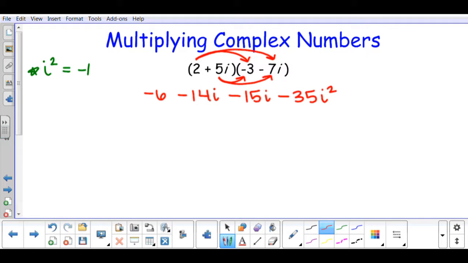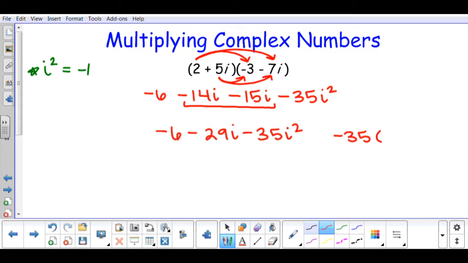-35i squared. I can combine my like terms in the middle, the -14i minus 15i, to give me a -6 subtract 29i minus 35i squared. Now here on my -35 I have an i squared, so I'm going to replace that i squared with -1. So I really have a -35 times a -1, which would end up with a positive 35.